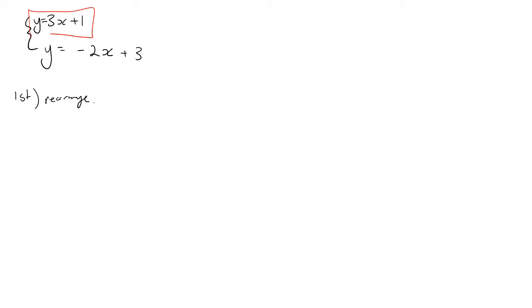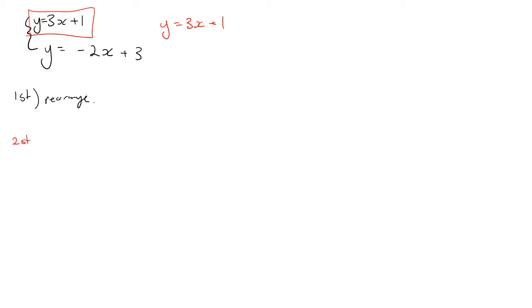Let's try one more example. Let's say we had y equals 3x plus 1, and y equals negative 2x plus 3. Okay, so first step, rearrange one of the equations. Well, in this case, it's already rearranged for us. So y equals 3x plus 1.